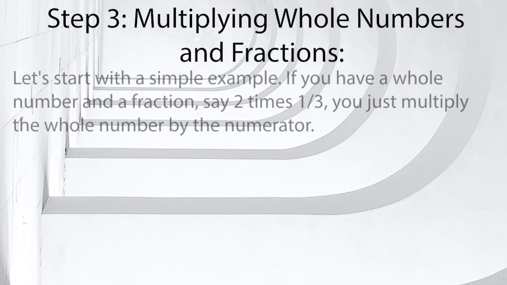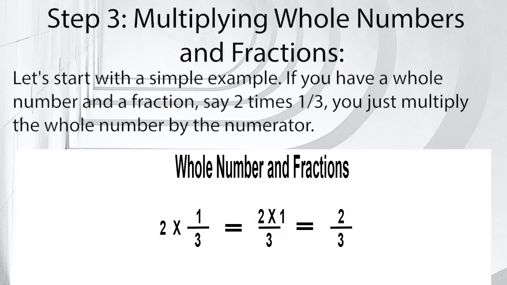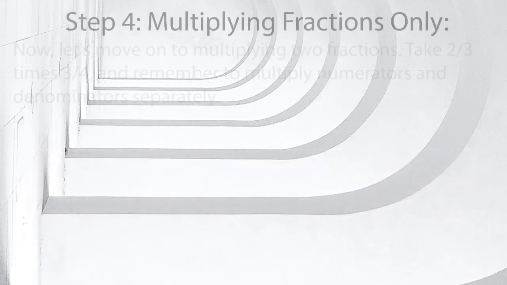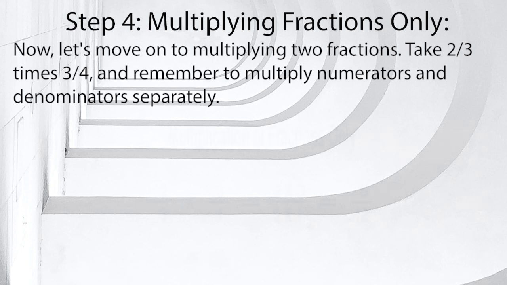Step 3. Multiplying whole numbers and fractions. Let's start with a simple example. If you have a whole number and a fraction, say 2 times 1/3, you just multiply the whole number by the numerator.